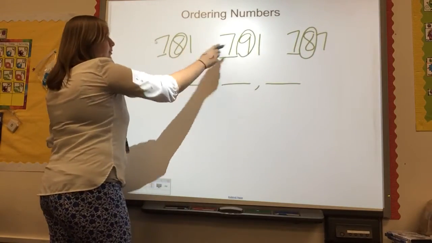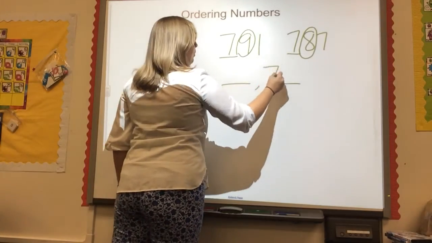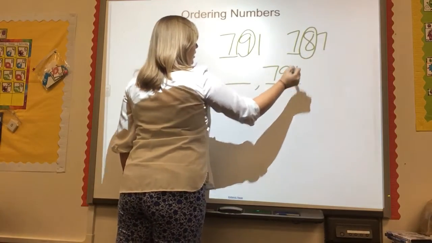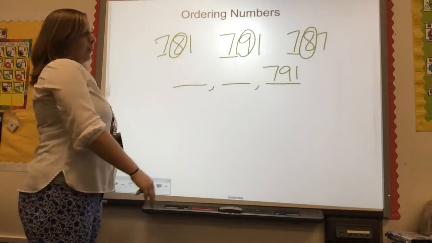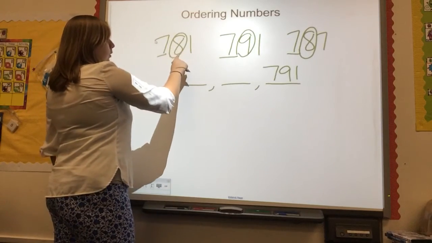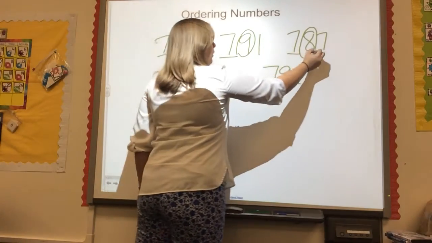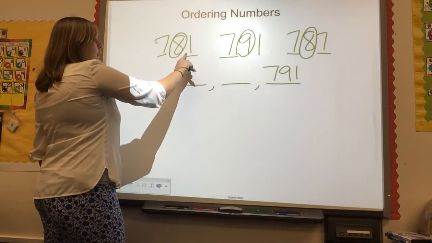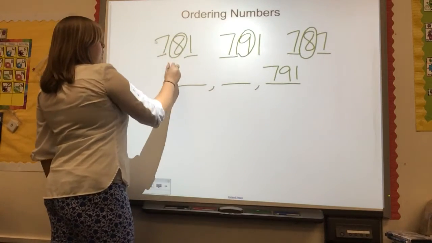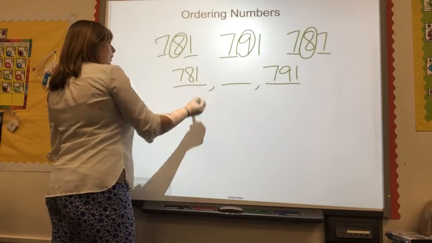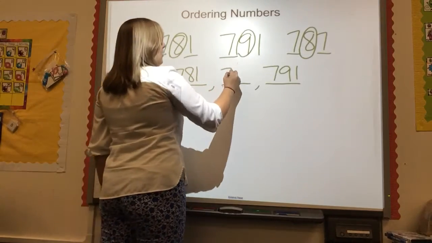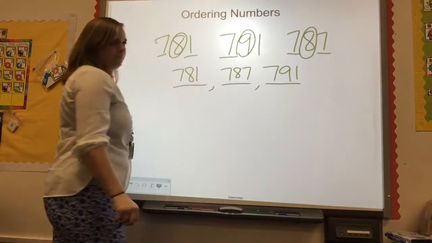I know 9 is greater than 8, so I can already put 791 in the greatest spot. Okay, now I have a 1 here, 7 here. 1 is less than 7, so 781 will be my least, and 787 will go in the middle.